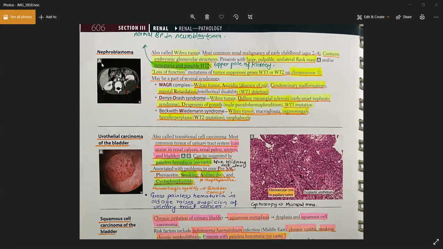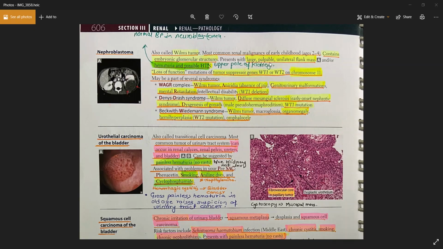Okay, so the nephroblastoma, which is also known as the Wilms tumor, if you go back to the embryology lecture, we discussed that the metanephric mesenchyme is what forms the Wilms tumor, remember? So this Wilms tumor is nothing but the tumor of this metanephric mesenchyme. So it will contain all the embryological glomerular structures, that means from the glomeruli up to the DCT. All these structures will be present in the nephroblastoma.